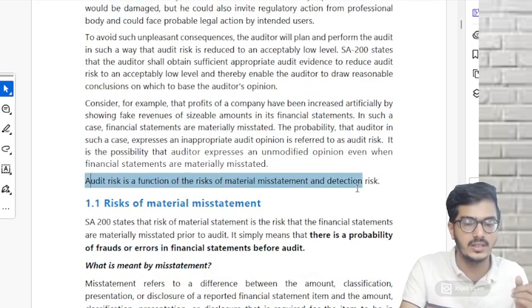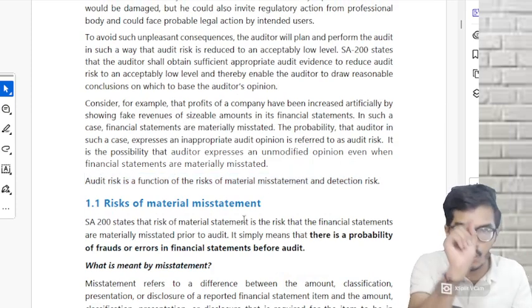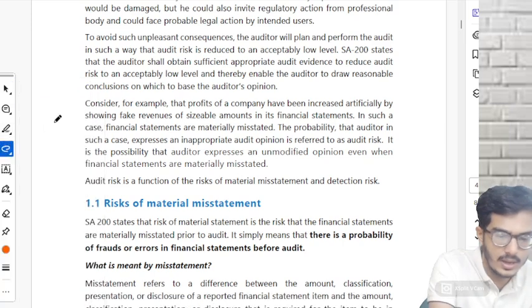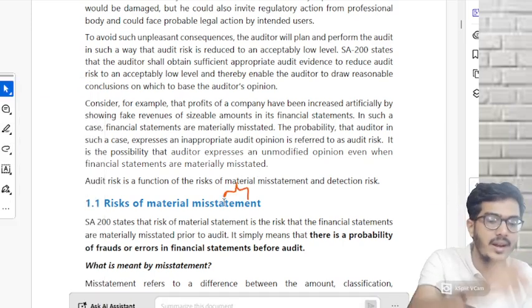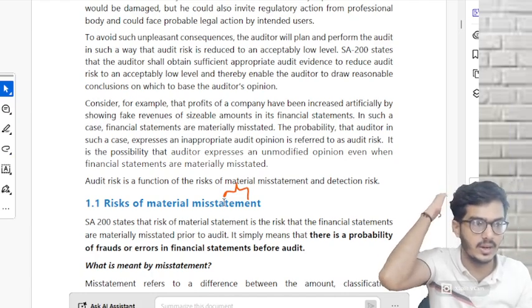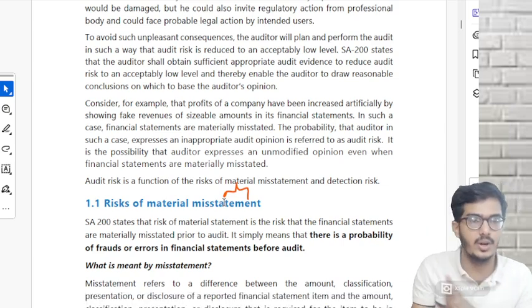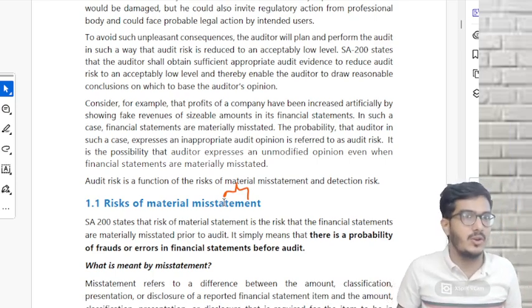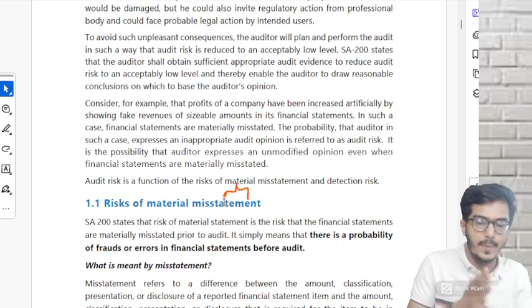Just remember, audit risk is a function of ROMM and detection risk. Below this ROMM, draw two bifurcations, two arrow marks. On the one side write inherent risk, on the second write control risk. One is inherent risk and one is control risk. Today we are supposed to do it quickly. We'll stick to it like a marathon, not like a detailed class.